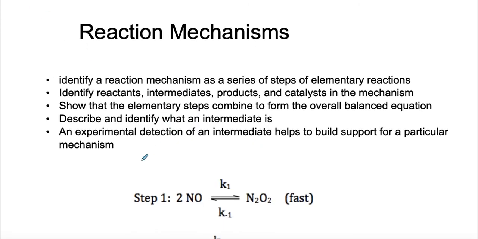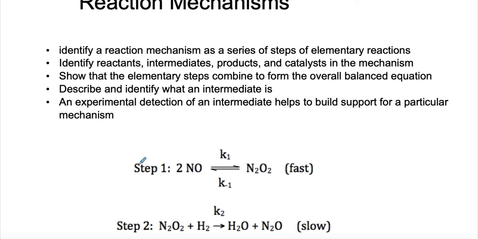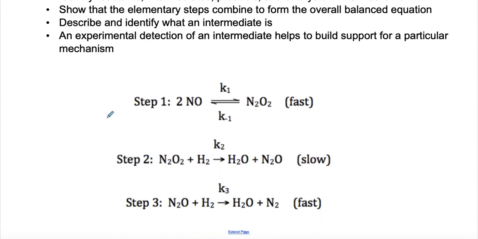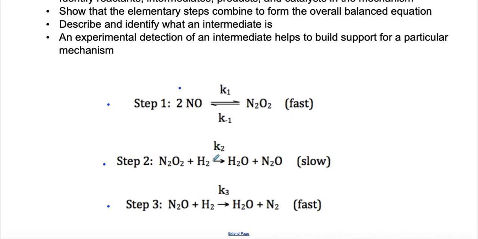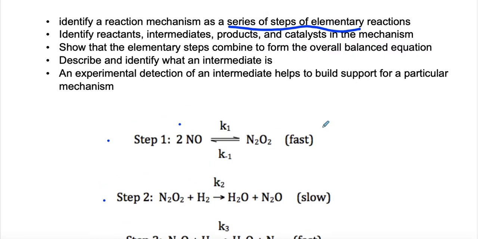All right, reaction mechanisms. So here's an example of a reaction mechanism. It is the different elementary reactions in steps that will lead to the overall reaction. So you need to identify that a reaction mechanism is a series of elementary reactions. In this case, we have step 1, you take 2 NOs and it reacts. In step 2, you take an N2O2 and it reacts with an H2, and in step 3, it takes an N2O and reacts with an H2. Okay, so those are three different reactions that all happen for the overall reaction.